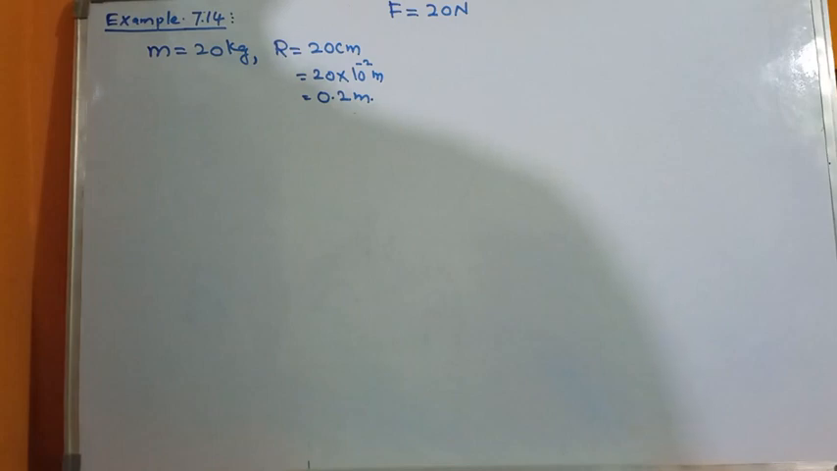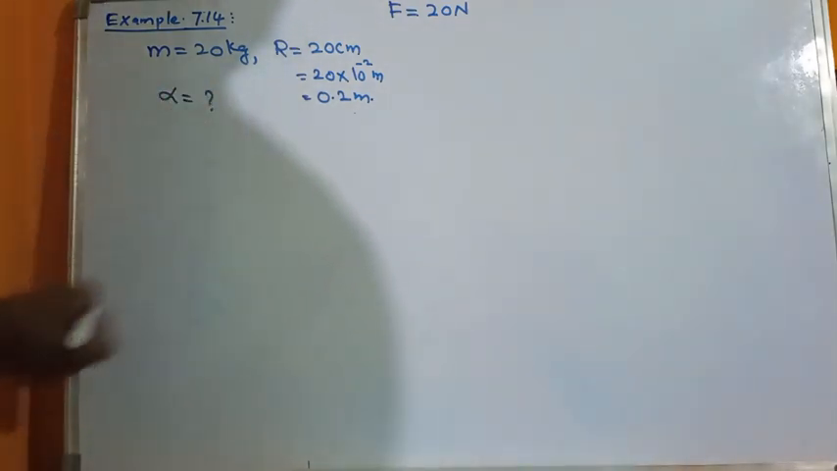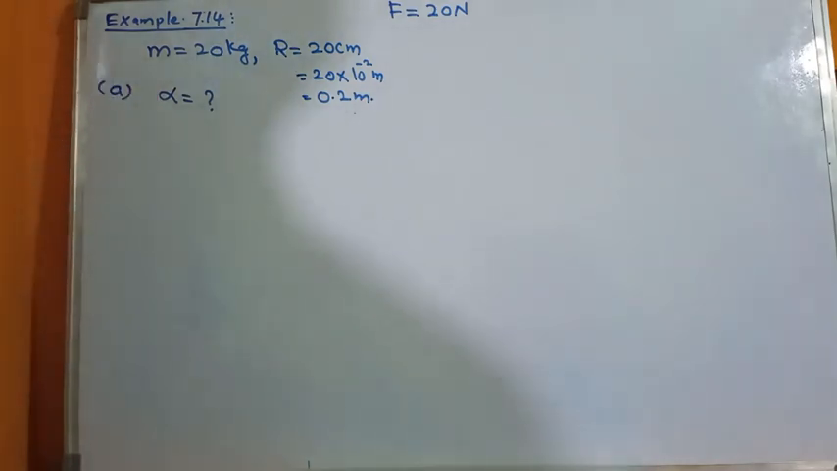It is applied on the cord as shown in the figure. The flywheel is mounted on a horizontal axle with frictionless bearings. Then compute the angular acceleration of the wheel. The angular acceleration alpha is equal to how much? This is our first question, part A.